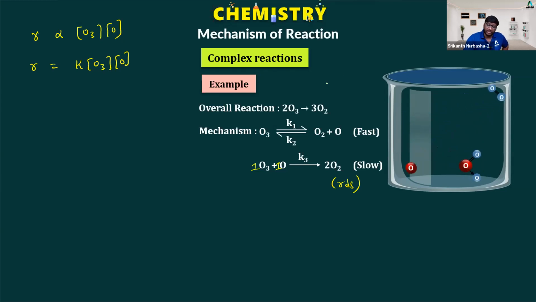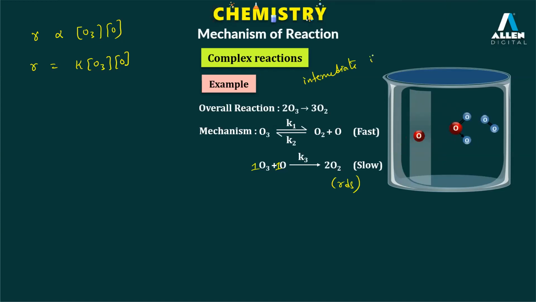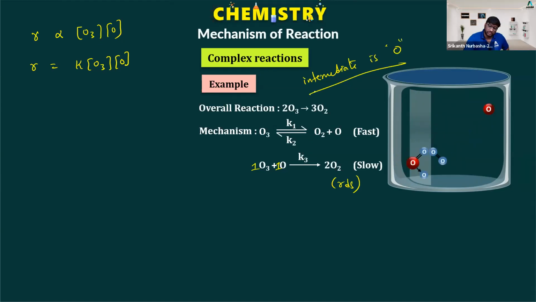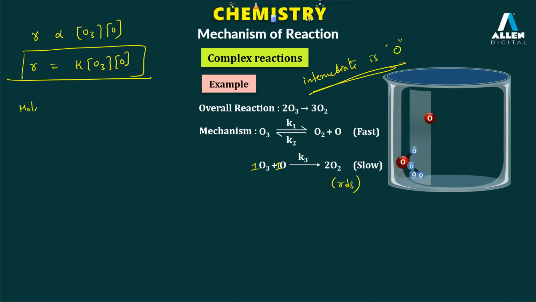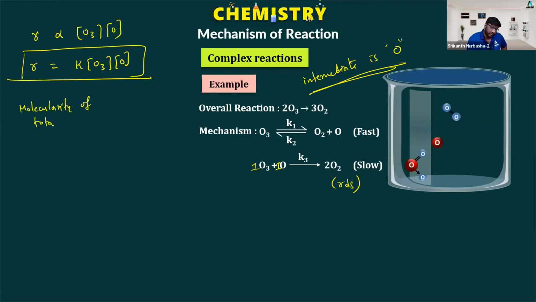Which is the intermediate here? Oxygen. Intermediate is nascent oxygen. O3 is not an intermediate, O2 is not an intermediate, O is an intermediate. So rate law contains oxygen. Rate law contains the concentration of the intermediate. So what is molecularity of the reaction? Meaningless. Molecularity of the total reaction is meaningless.